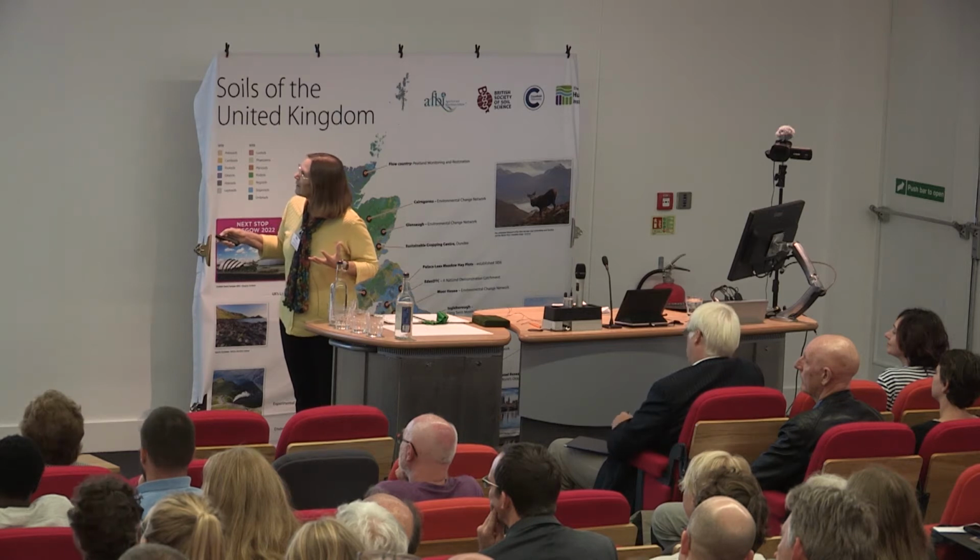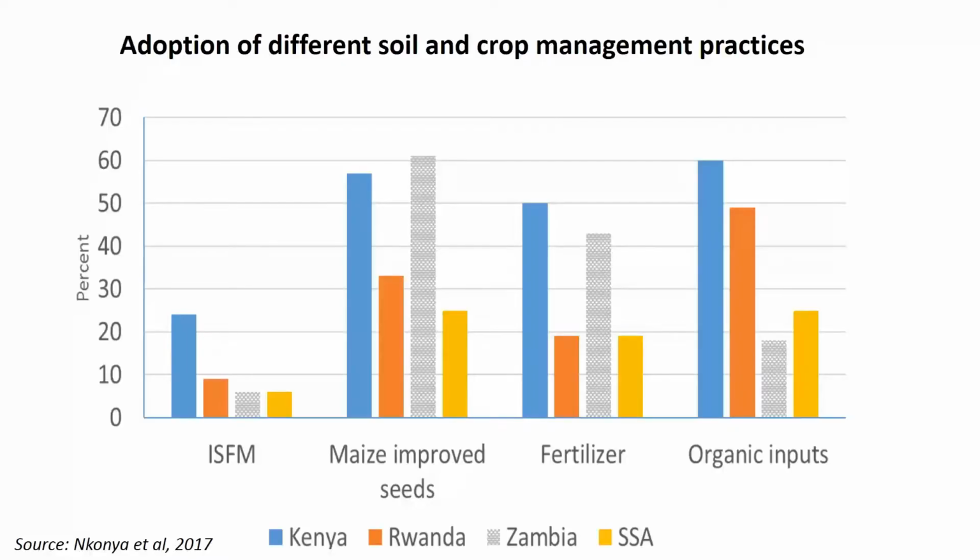In Kenya's greater and Zambia greater. And then sub-Saharan Africa in general, not very good. Organic inputs. Kenya, they're quite large. Rwanda also. Improved seeds, but then look at ISFM. That means you put them all together. Remember, you need a system. You need to put it together.